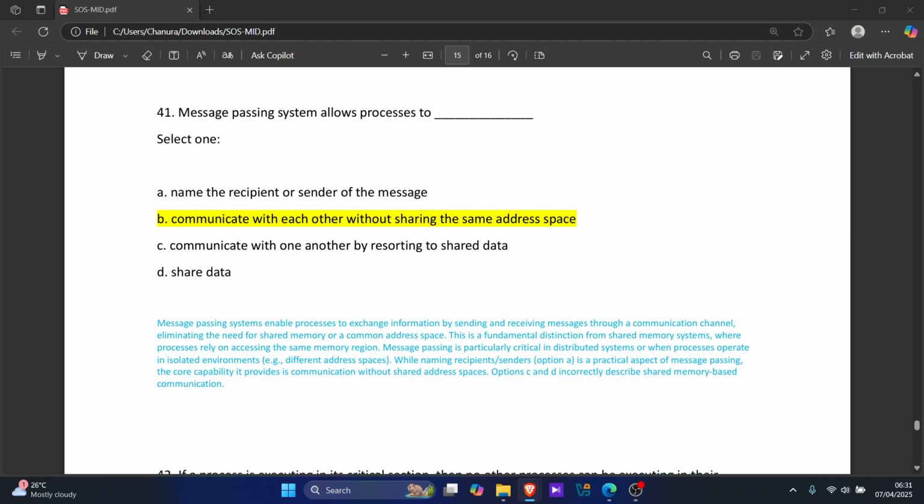Options C and D incorrectly describe shared memory-based communication, which relies on accessing shared data regions. Thus, the key distinction lies in avoiding shared address spaces. Answer: B. Communicate with each other without sharing the same address space.